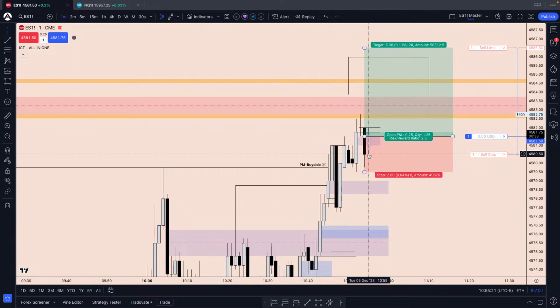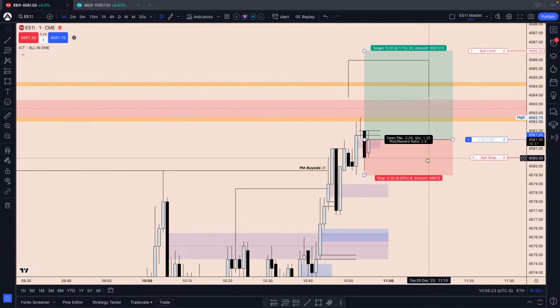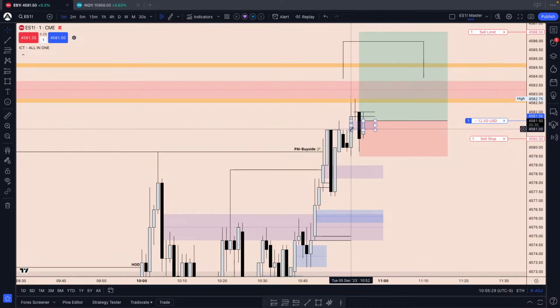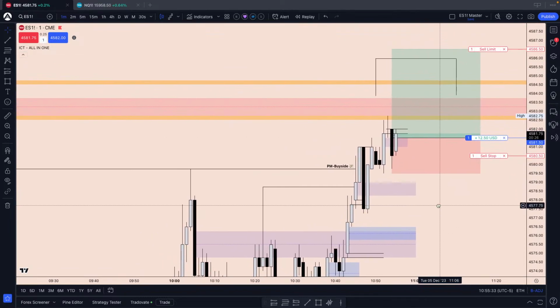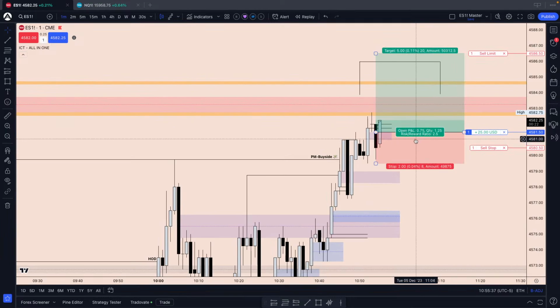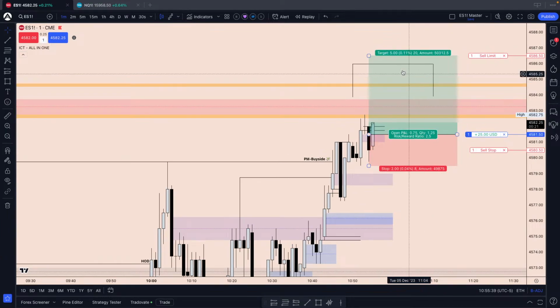Don't want to see it reject from here. So let's protect our stop here at the extreme high point. Because we have to keep in mind this is a potential inversion fair value gap. But if the bullish momentum wants to continue, I let it. Take profit target coming in.